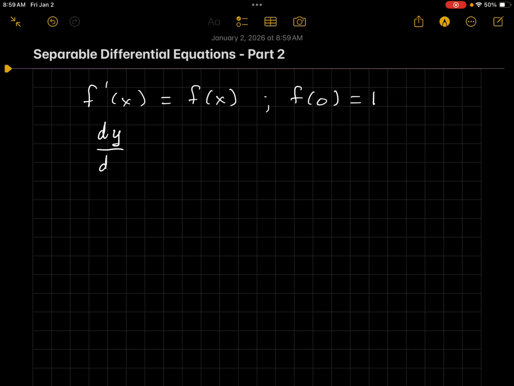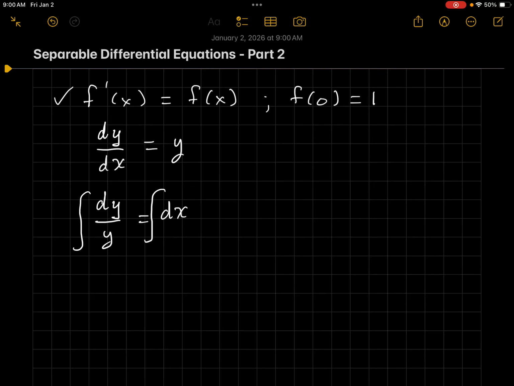So what we should do is change our notation. F prime of x we can write as dy dx, and f of x we can write as y. Now some of you might already know the answer, because my differential equation says the derivative equals the function. And you might know the function whose derivative is itself, but let's go ahead and show that by separating our variables as such, and then integrating both sides.